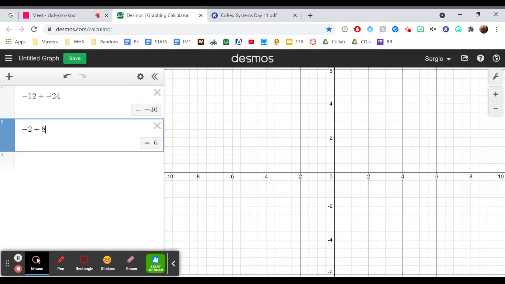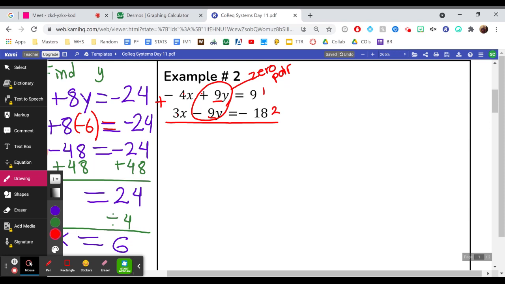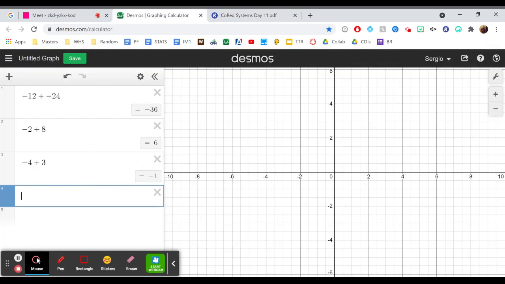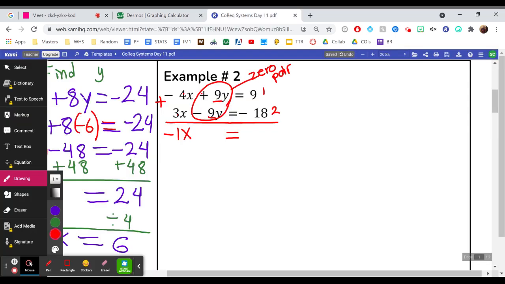So when I add, I have negative 4x plus 3x. So I'm going to go here to my decimals and just double check that. Negative 4 plus 3 gives me a negative 1. Okay, so I go back to my document and I say negative 1x. It's equal to 9 plus negative 18. So again, you can go to decimals and say 9 plus negative 18. That gives me negative 9.